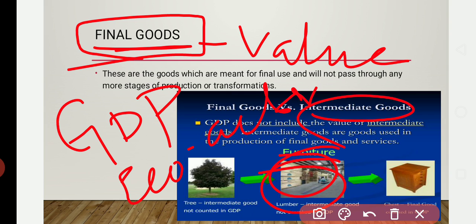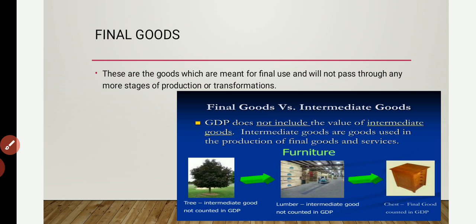So these are all some basic concepts of national income. From tomorrow onwards we will be discussing a few more topics.